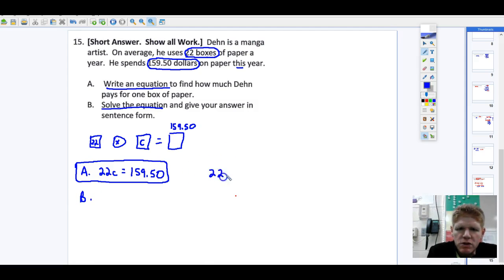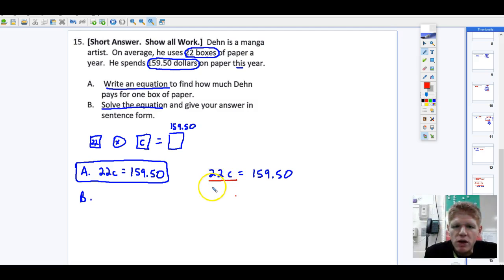So 22C is equal to $159.50. To solve it, remember we have three steps. Get the variable by itself. Use inverse operations. Whatever you do to the one side, you have to do to the other side. Right now, the operation between 22 and C is multiplication. The inverse of multiplication is division. I need to divide by something that's going to get rid of the C, and the only thing that will get rid of the C is the number 1.